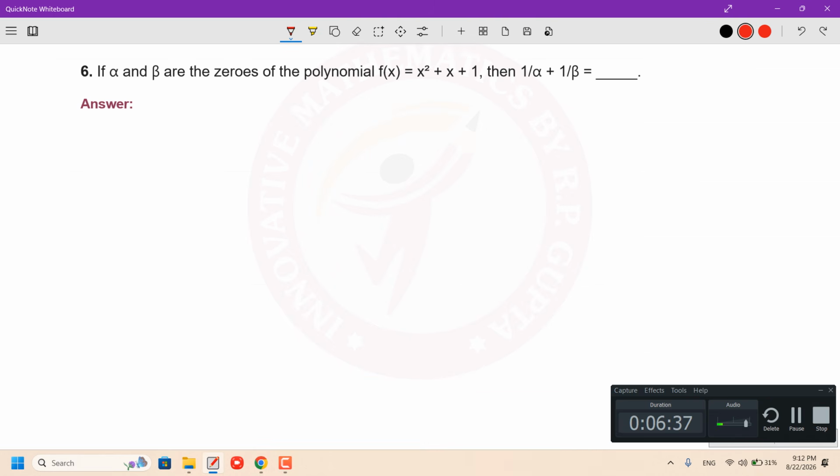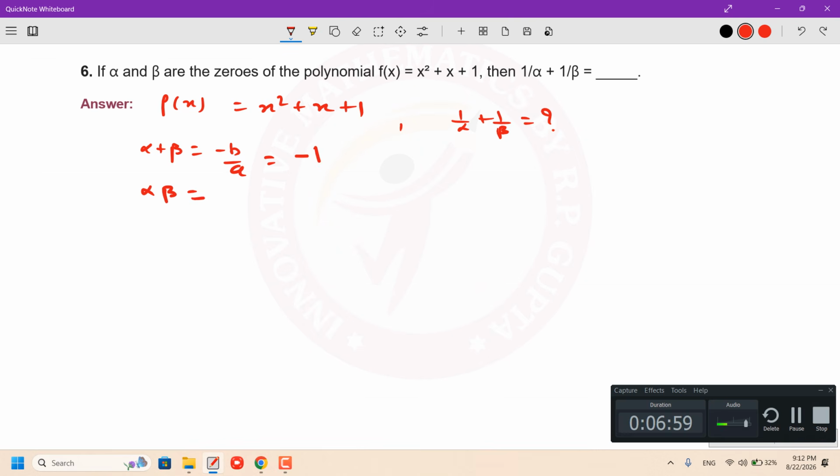Now here px is given, x square plus x plus 1. We need to find 1 upon alpha plus 1 upon beta equals question mark. Alpha plus beta is minus b by a, which is minus 1, and alpha into beta is c by a, which is 1. Now taking the LCM, alpha into beta in the denominator, beta plus alpha in the numerator. So beta plus alpha is minus 1 upon 1, which is minus 1, is your answer.